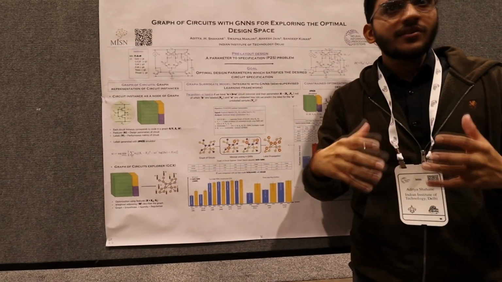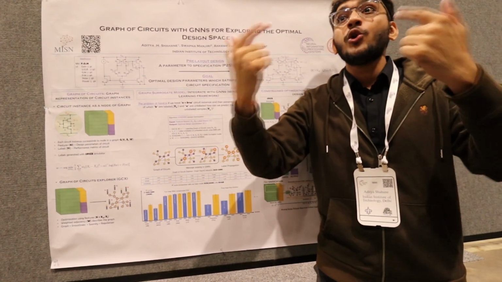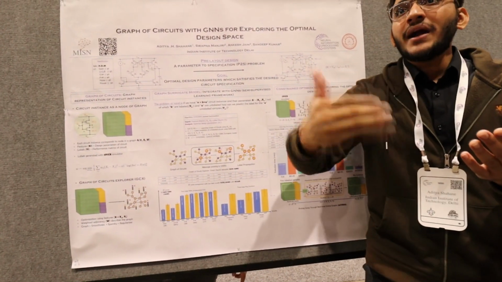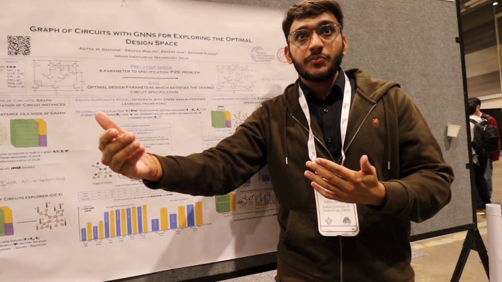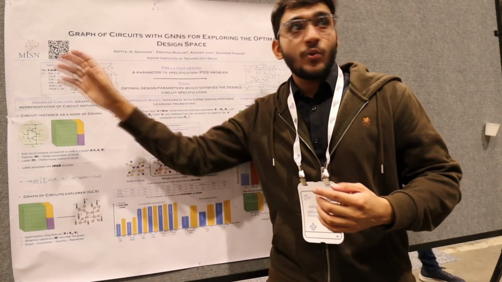The general literature around this particular work is that when you have this schematic, consider this whole thing as a graph. So what you do is make multiple such graphs, so it becomes a graph regression problem. The labels will be gain, UGB, gain margin, phase margin, corresponding to each of the circuit instances.